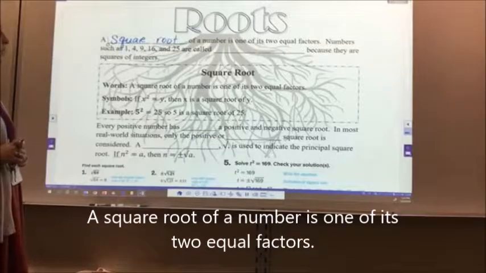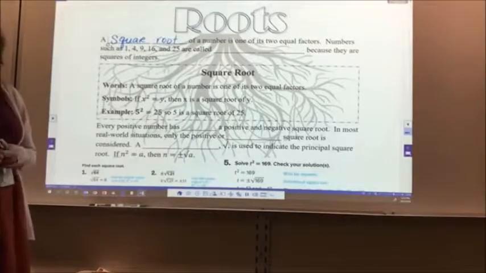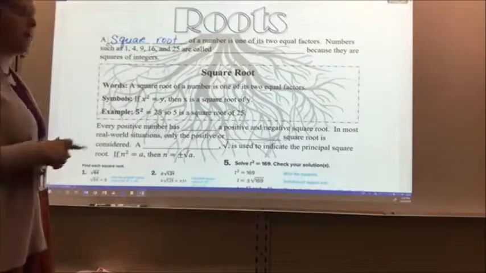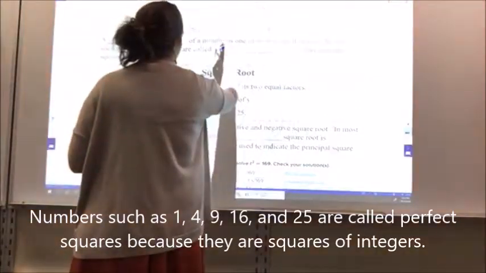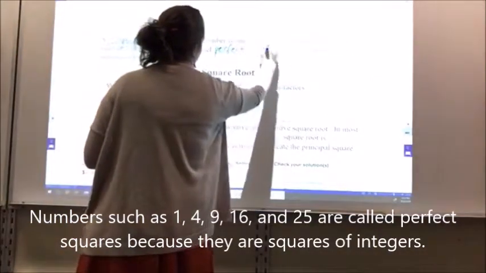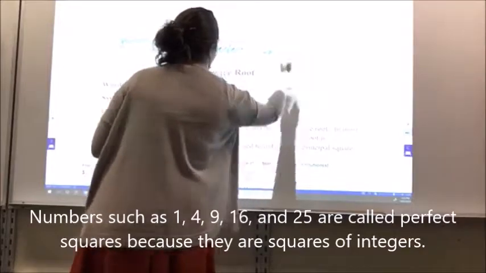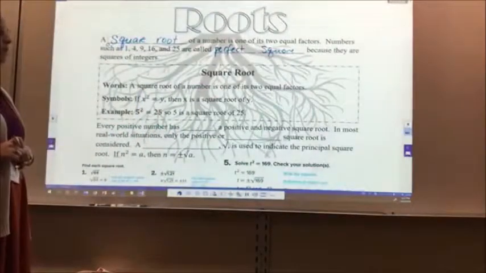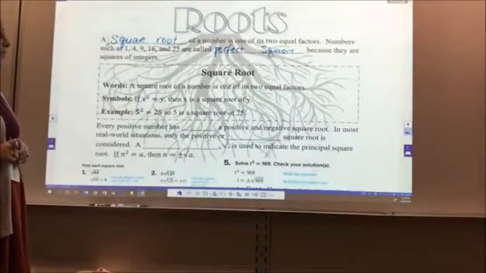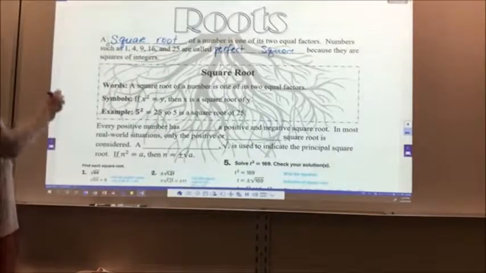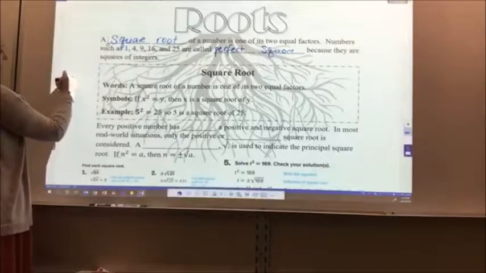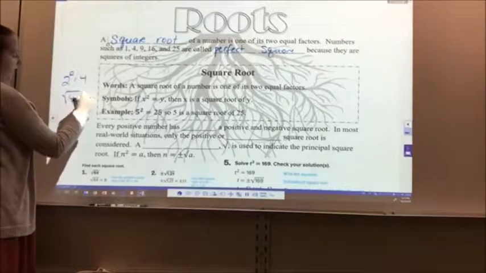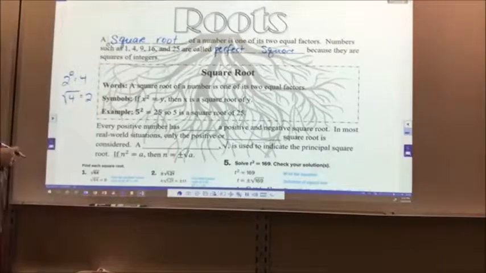Numbers such as 1, 4, 9, 16, and 25 are called blank blank. In those two blanks, you're going to write perfect square. So numbers such as 1, 4, 9, 16, and 25 are called perfect squares because they are squares of integers. So basically 4 can be written as 2 squared, which equals 4. So if I take the square root of 4, I get 2. It's a whole number. Okay?